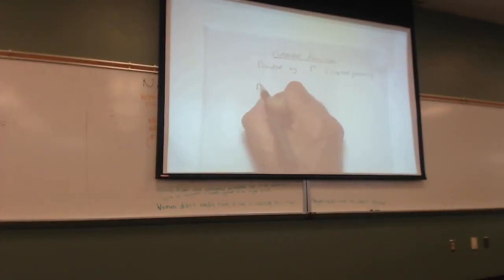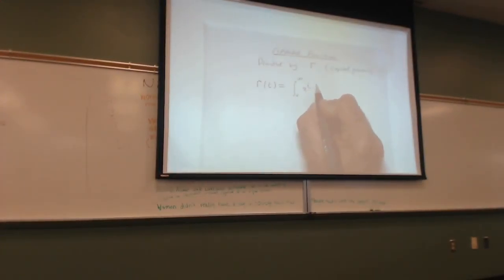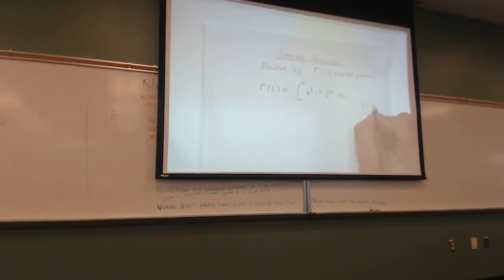Gamma of t is defined as the integral from 0 to infinity of x to the t minus 1, e to the minus x dx. And t can only be a constant.